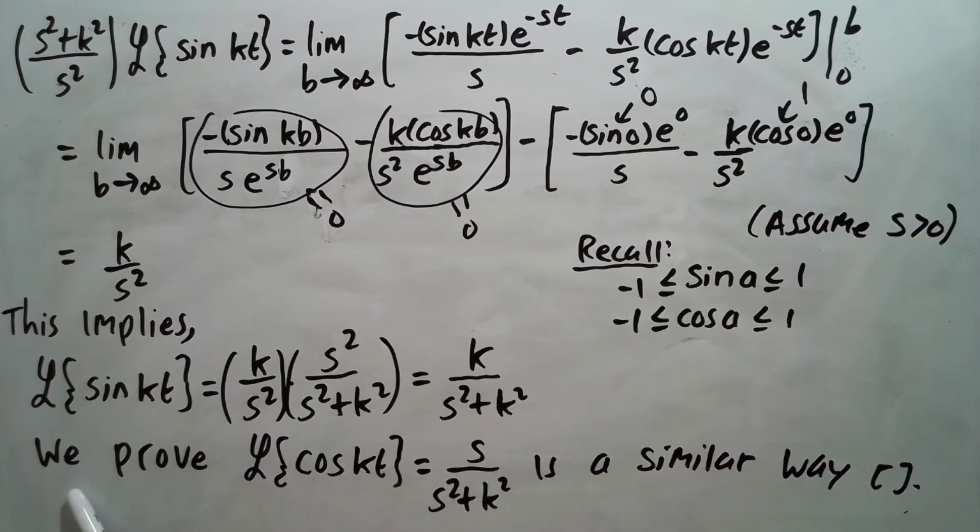I'm not going to prove 2, but I'll let you go through and show, if you want, that the Laplacian of cosine of kt equals s over s squared plus k squared. It is proven in a similar way to this one. It's going to use integration by parts twice with the same technique. Okay, so we're done with the theorem. Let's leave it there.